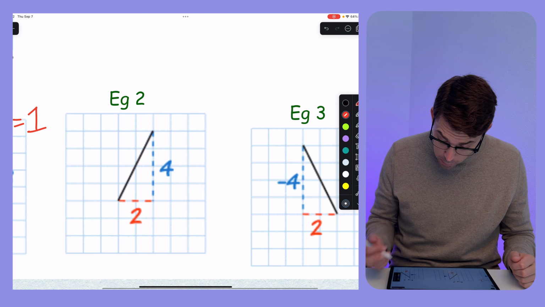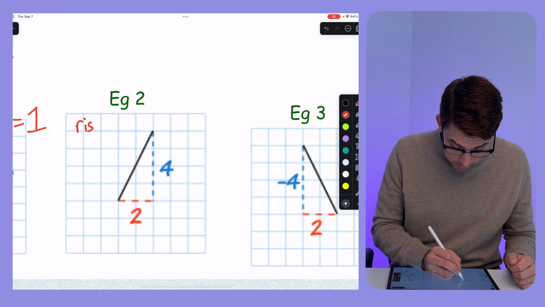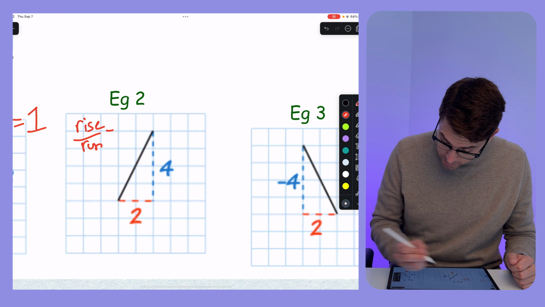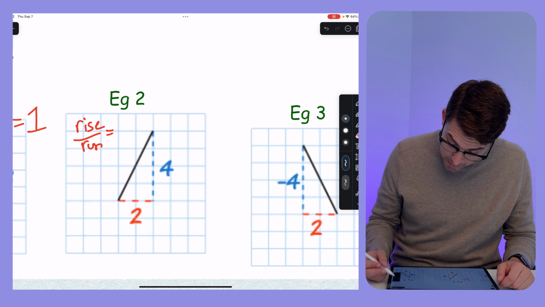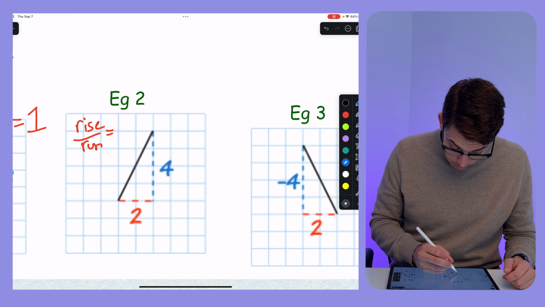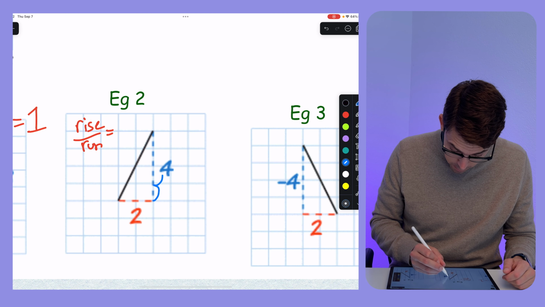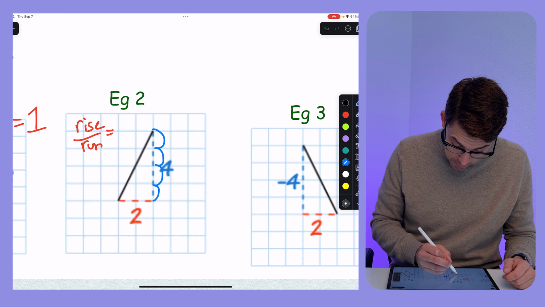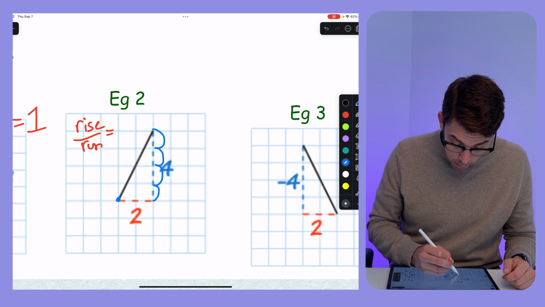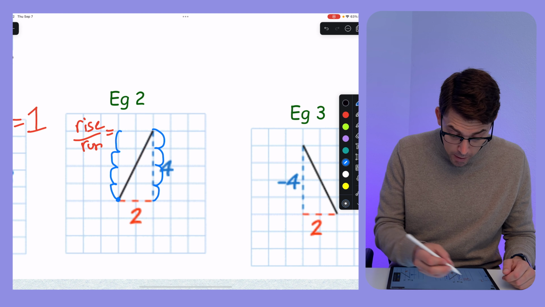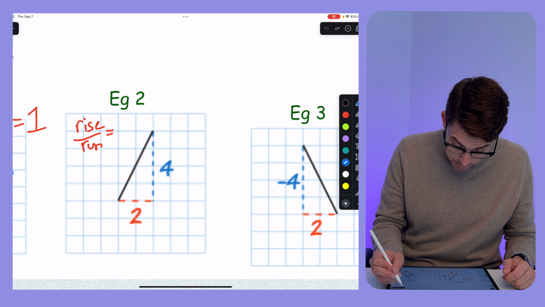And now for example 2, again, I have rise over run. Rise is going to be my blue. So my rise is going to be what? I'm just going up 4. So I'm going up 1, 2, 3, 4. Perhaps it's easier for you to see on this side since we're starting here to go up 1, 2, 3, 4. Either way, you're going up 4.